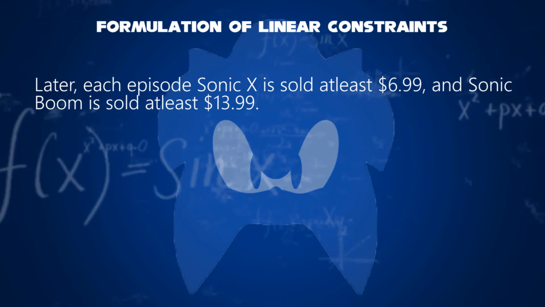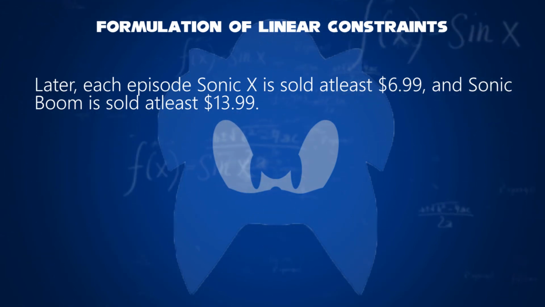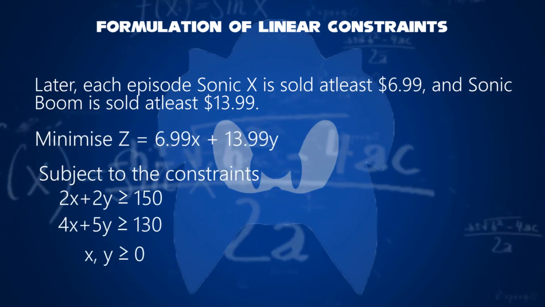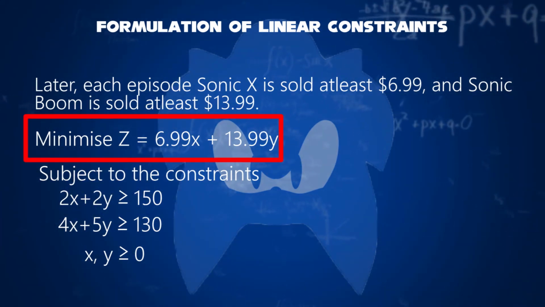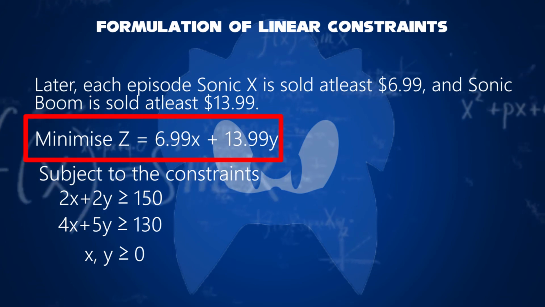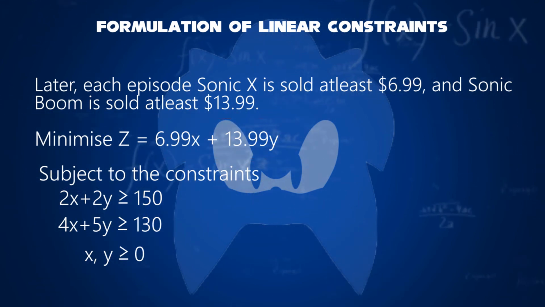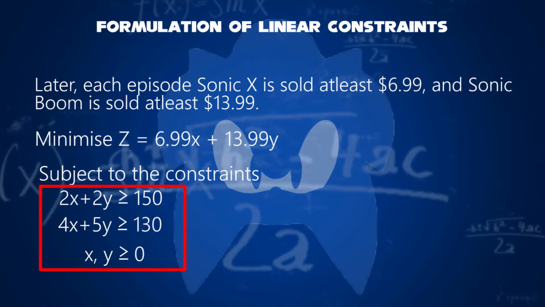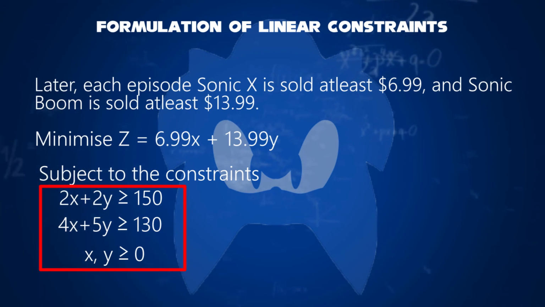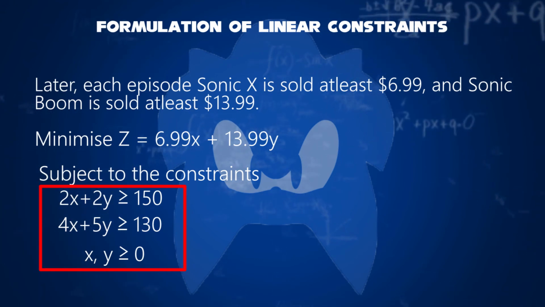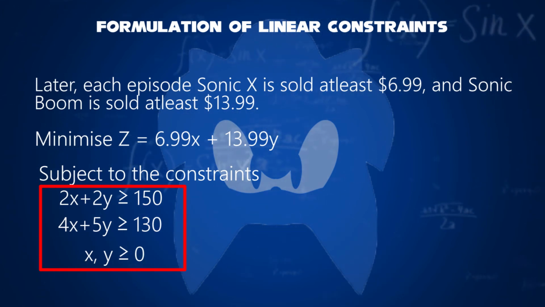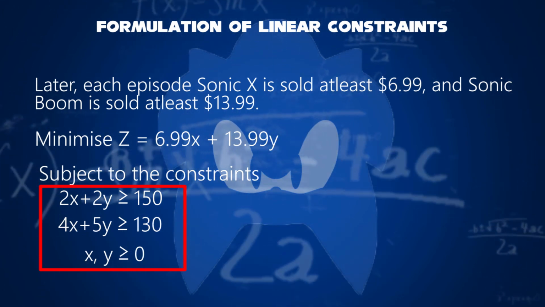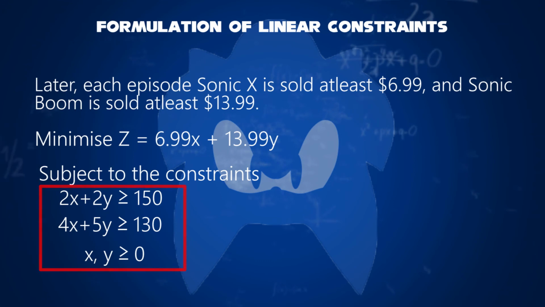Like we did about maximize in the previous question, now we can write as follows. Minimize z equals 6.99x plus 13.99y. Then subject to the given constraints, 2x plus 2y is greater than or equal to 150, and 4x plus 5y is greater than or equal to 130. x and y are non-negative quantities that are greater than or equal to 0.